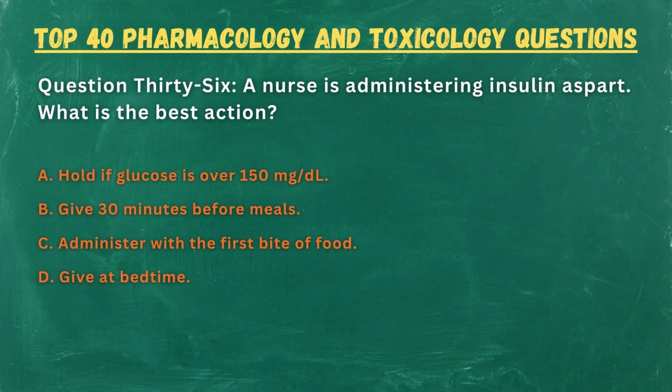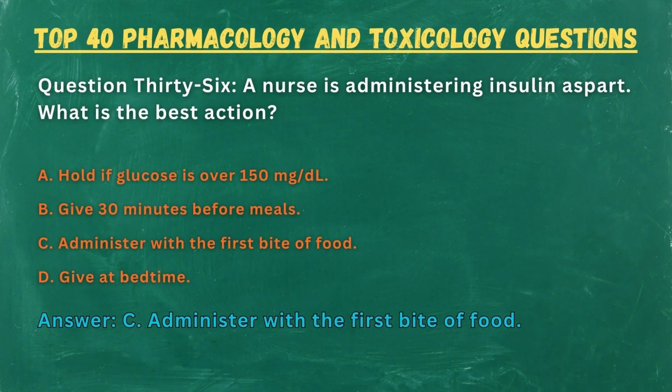Question 36. A nurse is administering insulin aspart. What is the best action? A. Hold if glucose is over 150 milligrams per deciliter. B. Give 30 minutes before meals. C. Administer with the first bite of food. D. Give at bedtime. Answer C. Administer with the first bite of food.